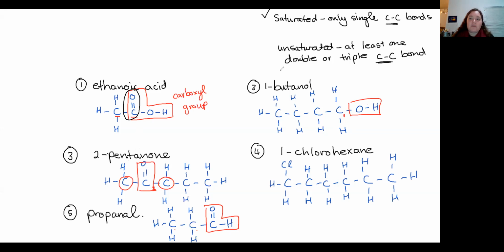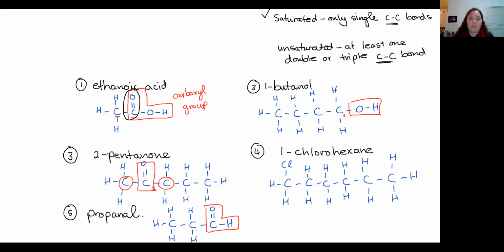Also, when you do your definitions, make sure that you don't write there are only single bonds between. You must write there are only single bonds between the carbon atoms, or there is at least one double or triple bond between the carbon atoms. So I need you to know about the idea of saturated versus unsaturated.